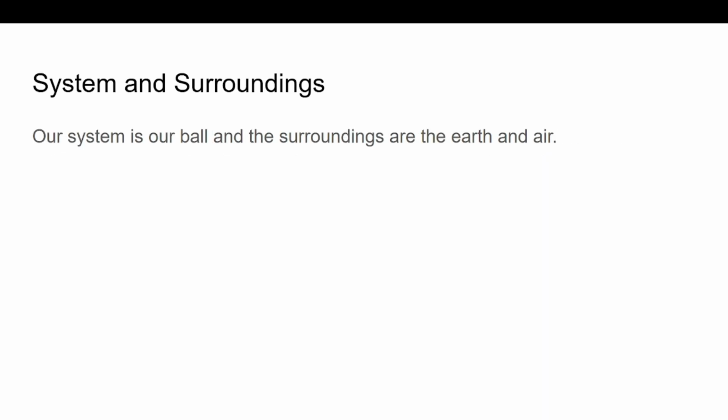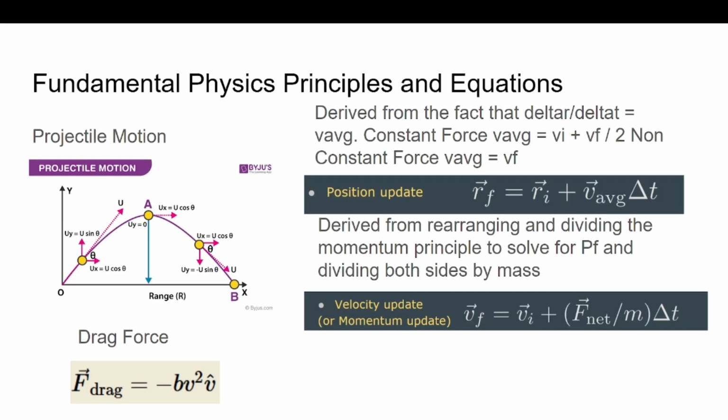Our system is our ball and the surroundings are the earth and the air. Projectile motion. So projectile motion is whenever you throw a ball in the air and it develops a parabola-looking shape if you have constant force. If you have non-constant force, it'll look a little lopsided. We'll look into that later. But you always have an initial velocity.